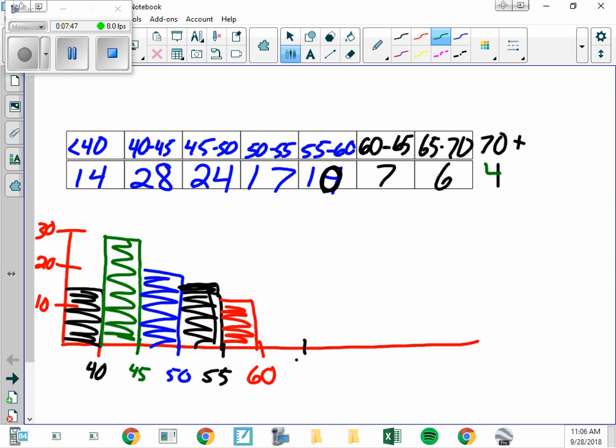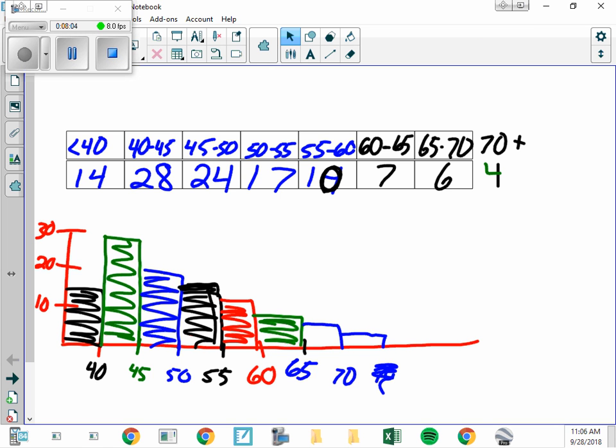Okay, 65 up to 7. And then 70 is up to 6. And then 4, 70 plus.